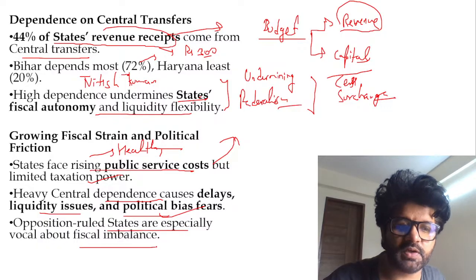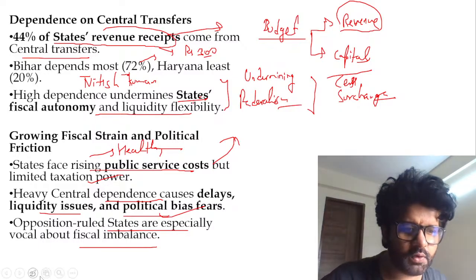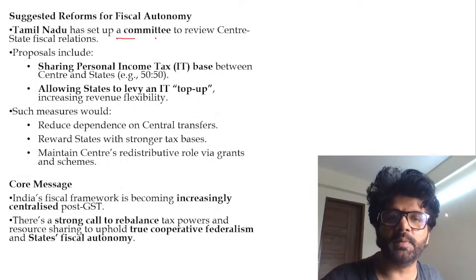Opposition-ruled states are especially vocal about fiscal imbalance. That's why we speak for fiscal federalism, sir. Distribution is essential. Very good, Iltush. Iltush is a good girl. Who is a good girl? Iltush. So Tamil Nadu has set up a committee to review center-state relations.